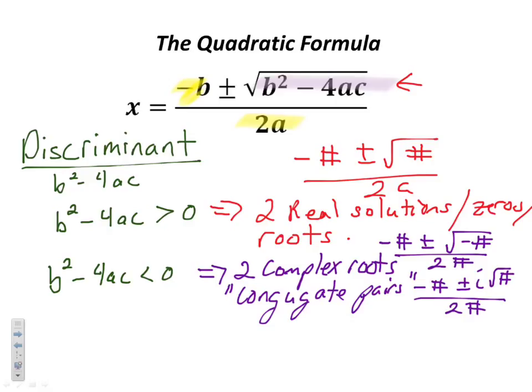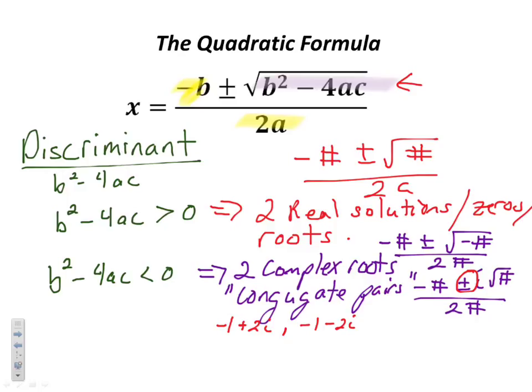Okay, I want to see that in your notes. What does it mean to be a conjugate pair? That means if one root is negative 1 plus 2i, the other one is going to be negative 1 minus 2i. Remember, it was plus or minus? See that plus or minus right here? So they come in conjugate pairs, a positive and a negative. That's what that's called, all right?